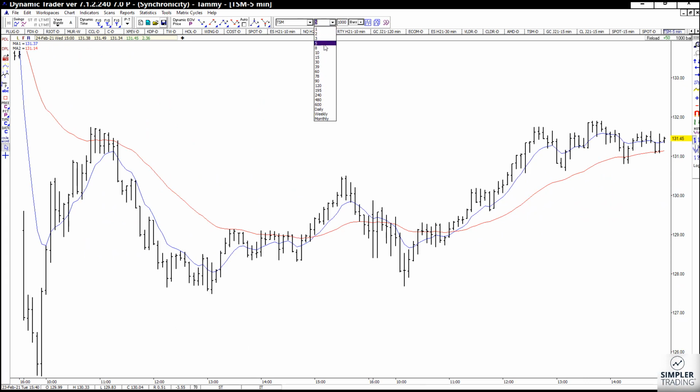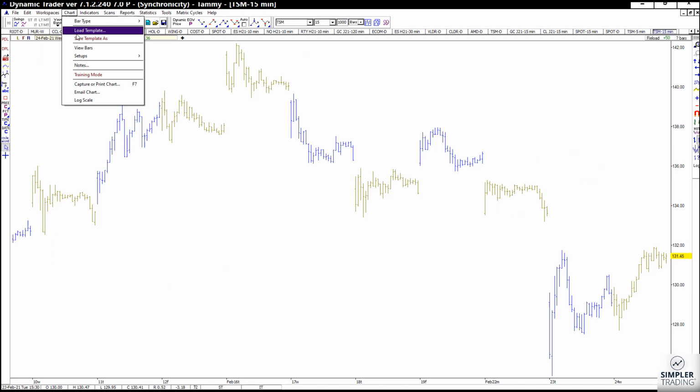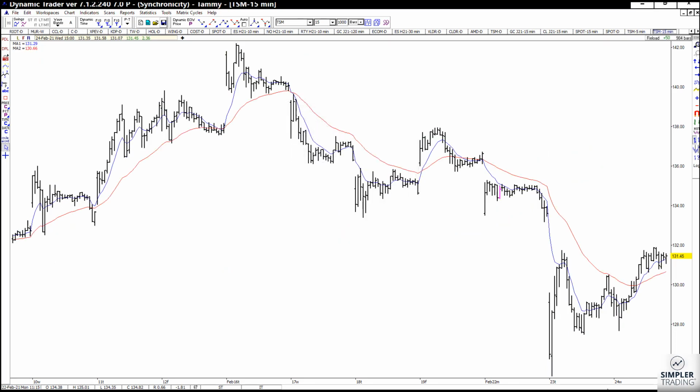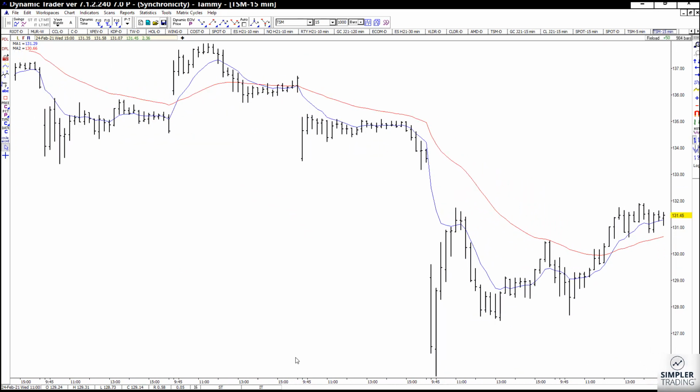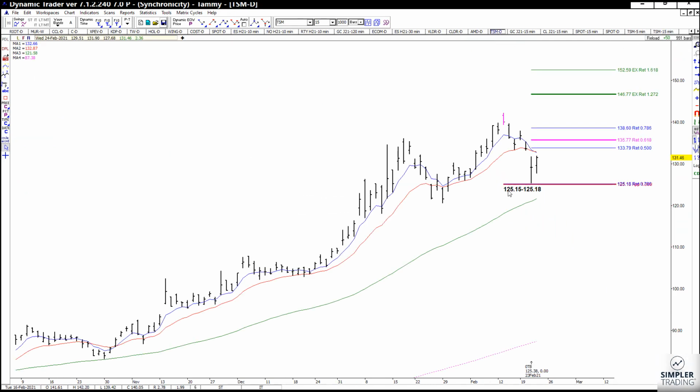Let's go ahead and look and see if it's triggered on a 15-minute chart for a swing trade. Yes, it did. It triggered today. So here is the trigger right here. So let's go ahead and look at that setup just one more time. You have your setup 125.15 to 125.18. You have your trigger. So you may enter the trade.